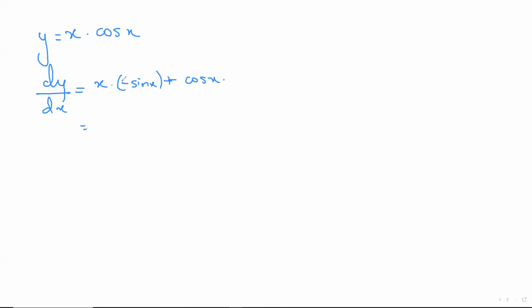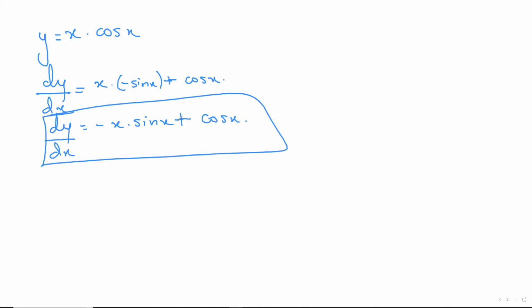Now, please rearrange it. I will take the minus outside: minus of x dot sin x plus cos x. Fine? This is important. Rewriting the question in a way that you can understand it. Now listen. How do you solve this? There are two parts. Part 1, part 2. Please solve it separately.